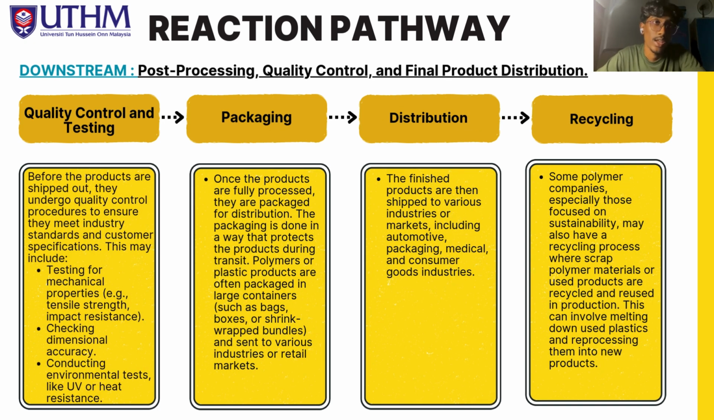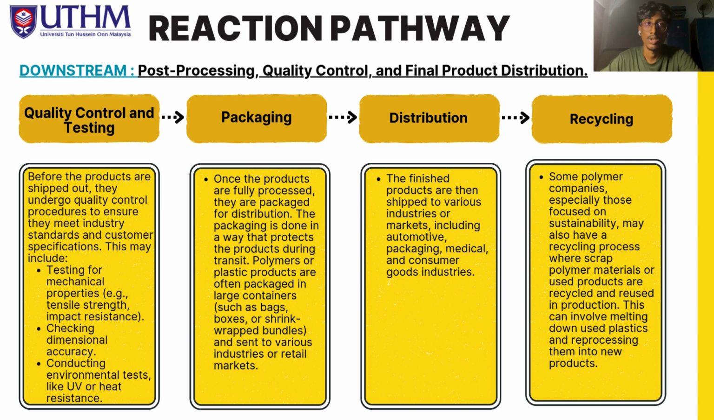Right, the third and final reaction pathway is downstream, which is post-processing, quality control, and final product distribution. Quality control and testing occur first, where before the products are shipped out, as we all know, we have to test the quality of the product, right? So they undergo a quality control procedure to ensure they meet industry standards and customer specifications, like what the customer ordered. So we have to make sure that we please the customers.